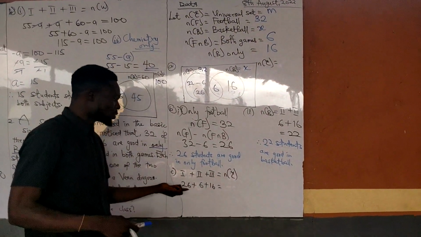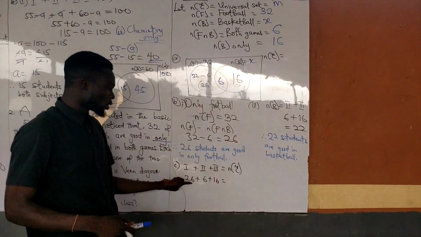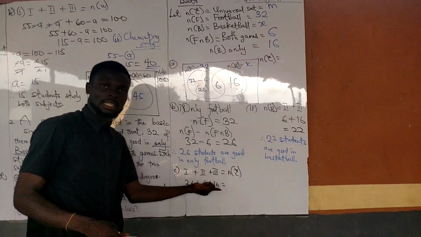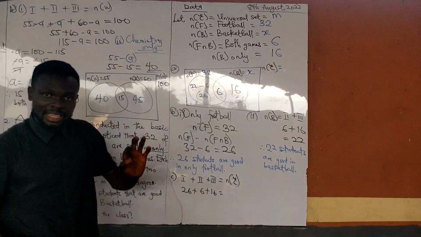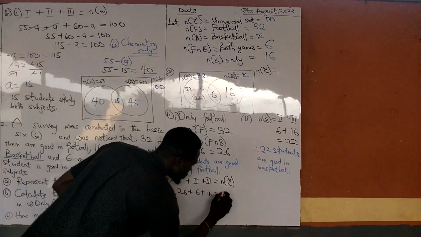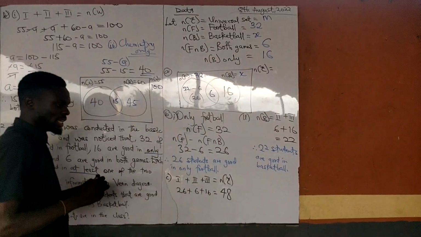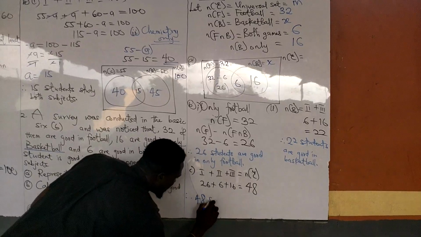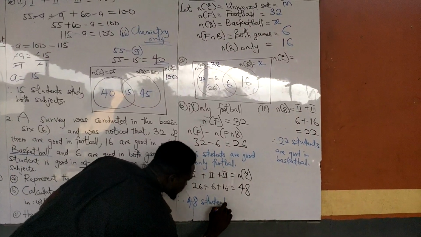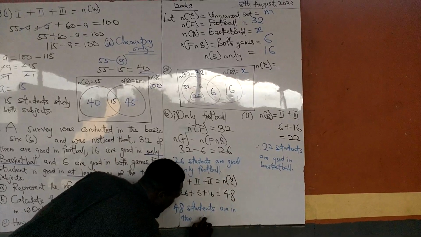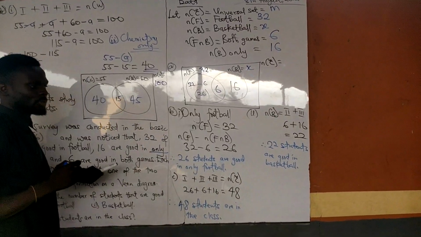So 26 plus the intersection 6 plus this we have here as 16 is equal to the universal set. So this plus this will give us 32. So if this plus this is giving us 32, then 32 plus 16 is going to give us 48. So our answer here is 48. So what do we say? Therefore, 48 students are in the class. Full stop there.